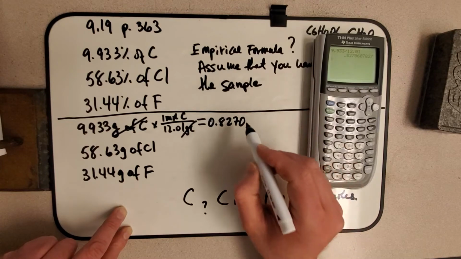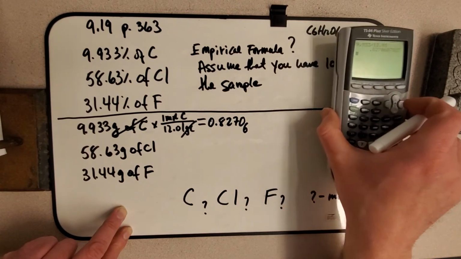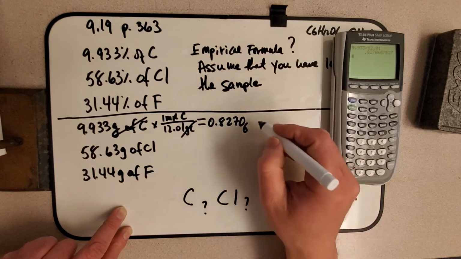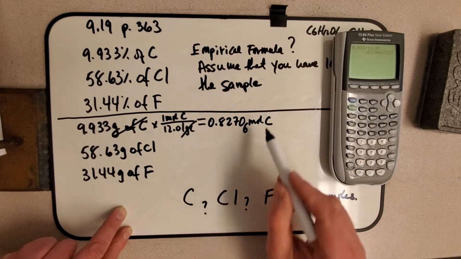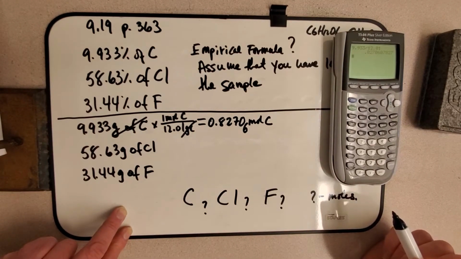I'm going to put 0.827 and then the next digit that is not significant. I like to do this because this is an intermediate result, and I don't want a discrepancy in my last uncertain digit with the one the book may have. So that is now the moles of carbon. I just got the moles of my carbon, so I'm almost there.